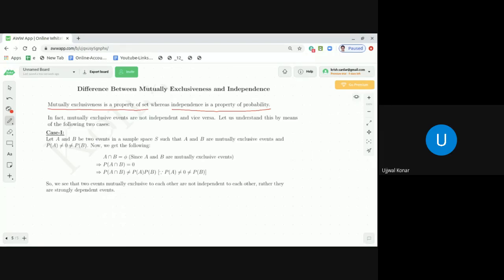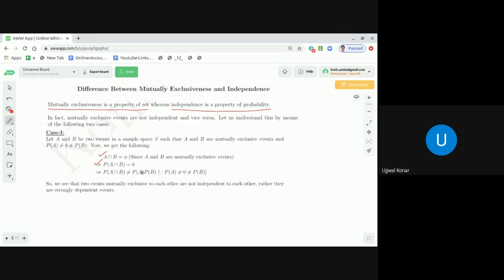Now, what you are going to get? A intersection B is equal to phi. Why? Because A and B are mutually exclusive events. From our knowledge of mutually exclusive events, we can say that two events A and B are mutually exclusive if A intersection B is equal to phi. The moment A intersection B is equal to phi, dear students, what we can say? That probability of A intersection B should be equal to 0. Obvious. Now, probability of A intersection B is equal to 0.